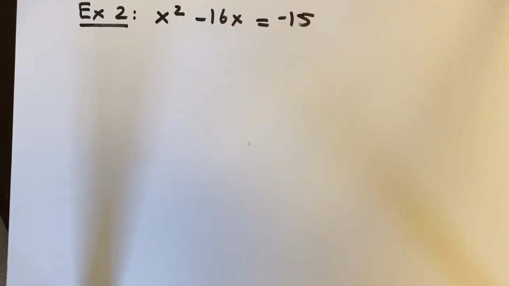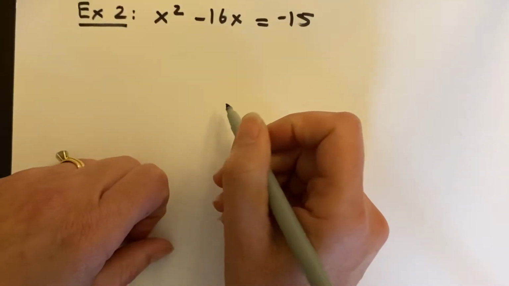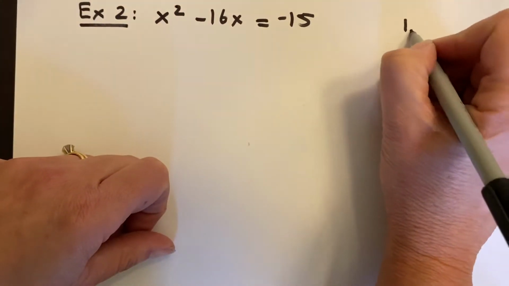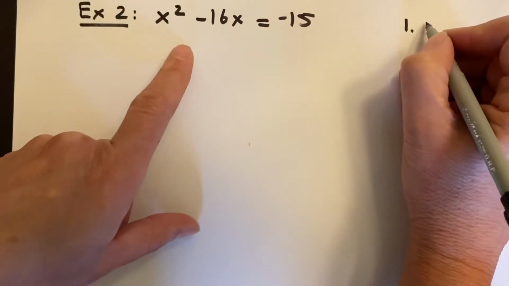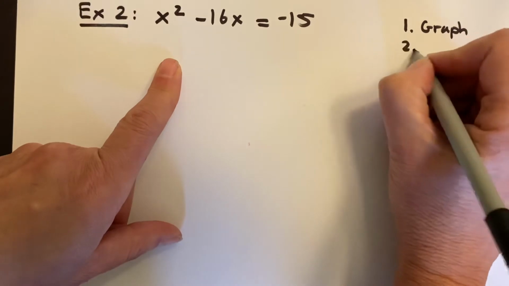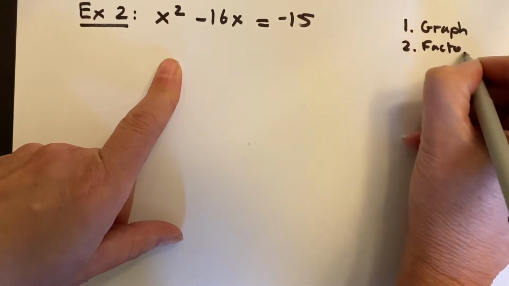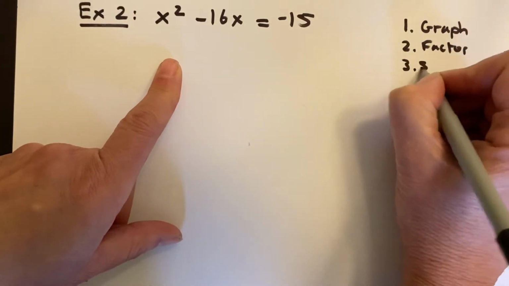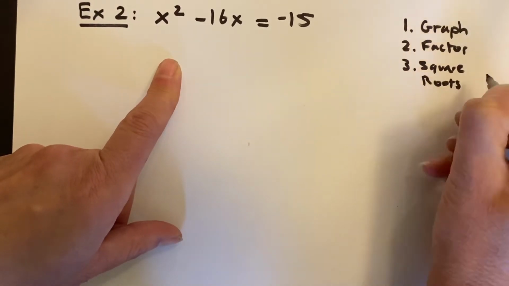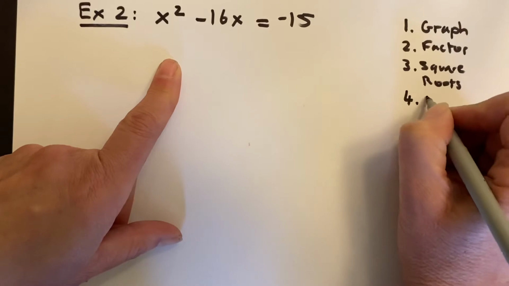Now you guys have seen problems just like this before, and you might be asking yourself at this point, why on earth do we go through this craziness to complete the square? I'm just going to put on the right the couple methods we've learned so far to solve quadratic equations. We've learned to graph, we've learned to factor, we've learned square roots in 10.4.